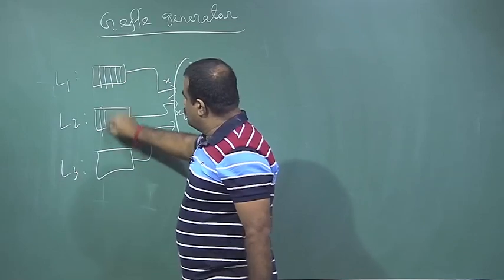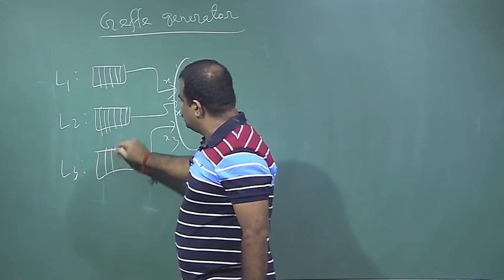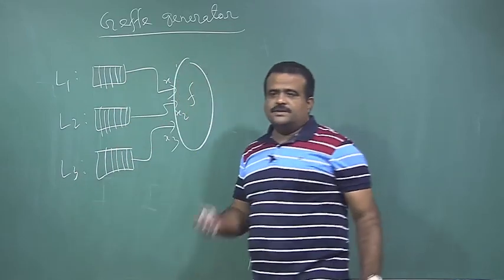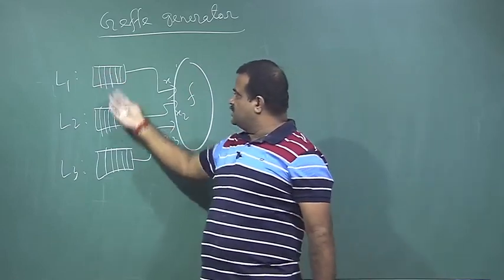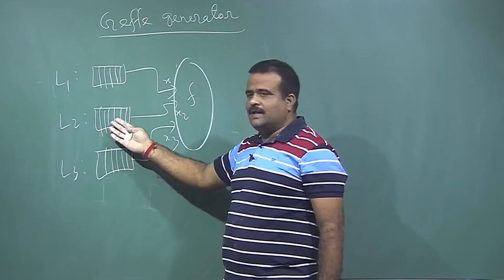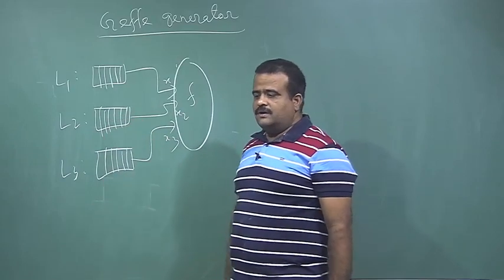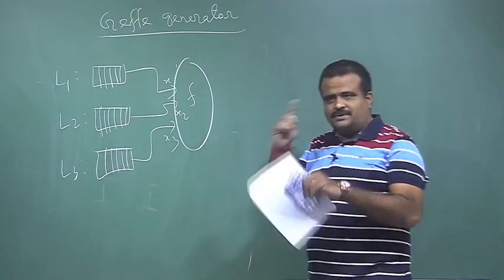So, what do we do? How do we initialize this? We can initialize it with the secret key which is shared between Alice and Bob. We just put this secret key as the initial value of the state, and then we run the LFSRs.